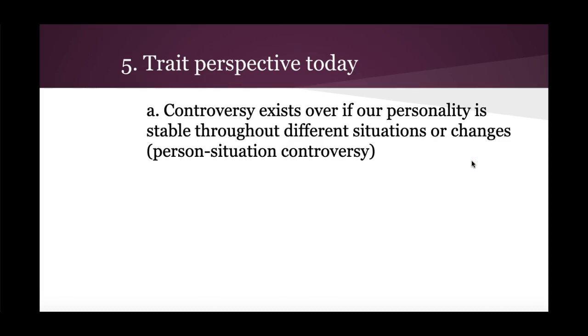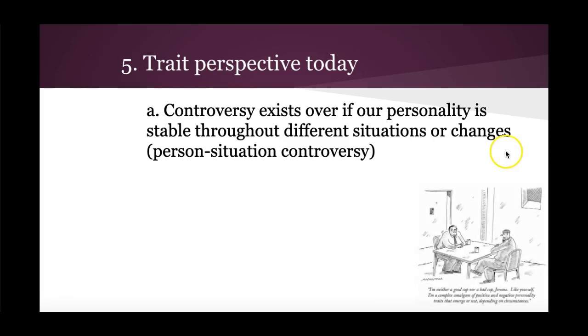So with trait perspective, there is this controversy on whether or not our personality is stable or different in situations. So it's this idea of the person-situation controversy. And so are we the same? Are our traits going to be the same no matter what scenario we're in? It doesn't matter if you're at home or at school, if you're hanging out with your friends, are your traits coming out and are they the same? So the controversy is that, you probably know, they're not always the same.